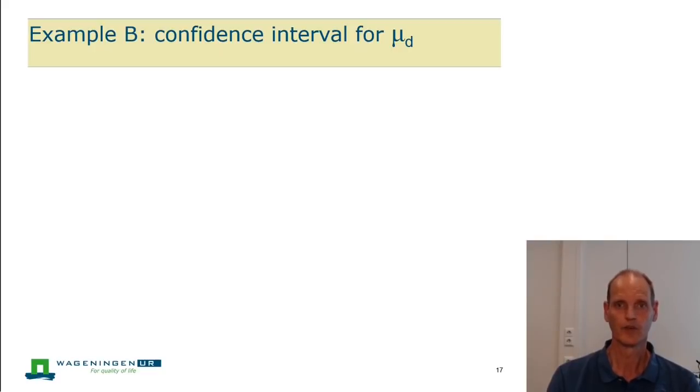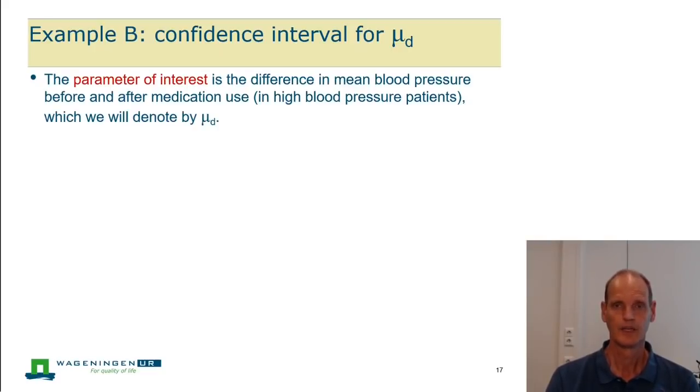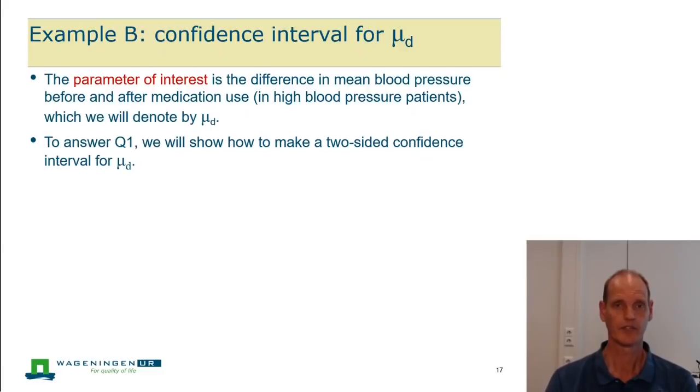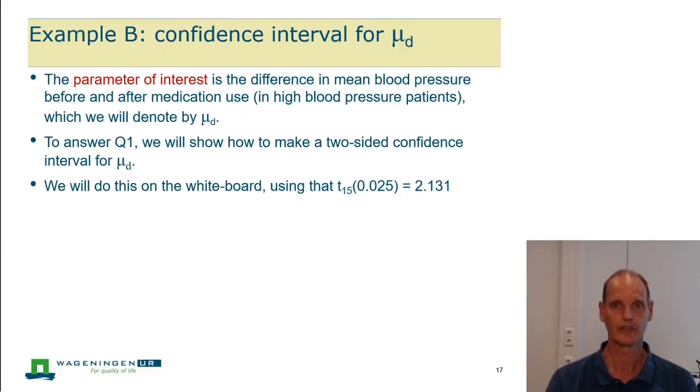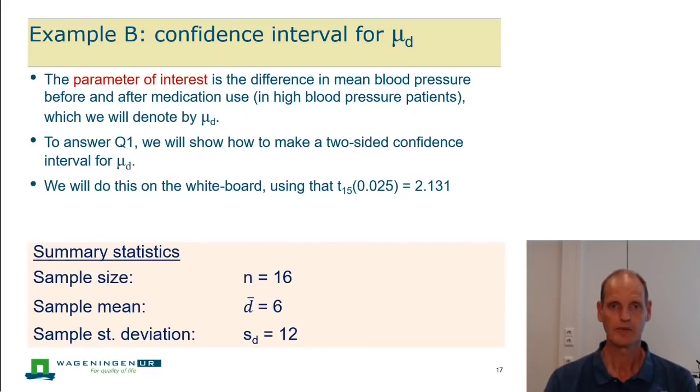Well, the confidence interval for mu d now. The parameter of interest is the difference in mean blood pressure before and after. As mentioned before, we will use the confidence interval, and we will do this on the whiteboard using the fact that T15 0.025 is 2.131. The summary statistics are repeated again. N is 16, D bar is 6, and SD is 12.